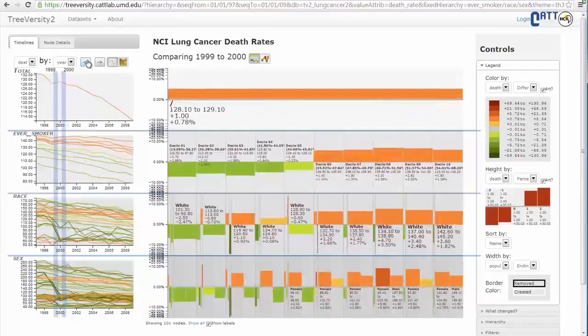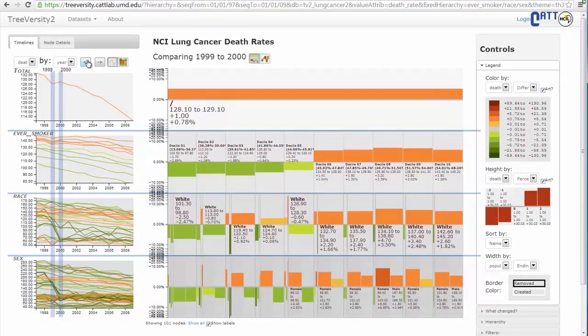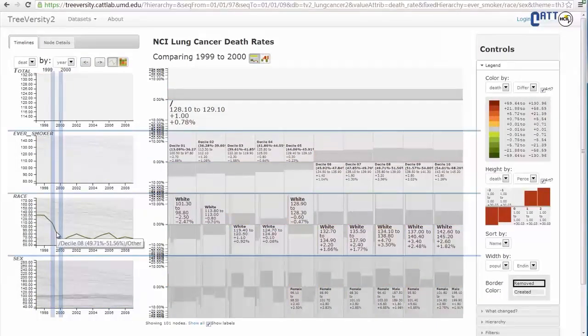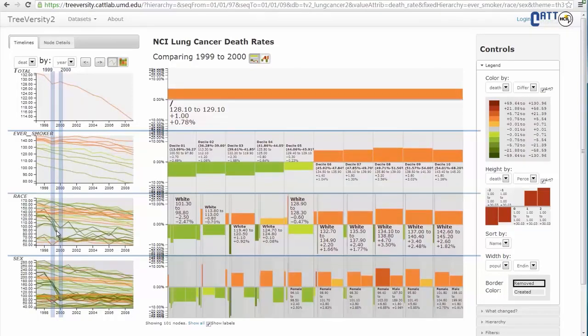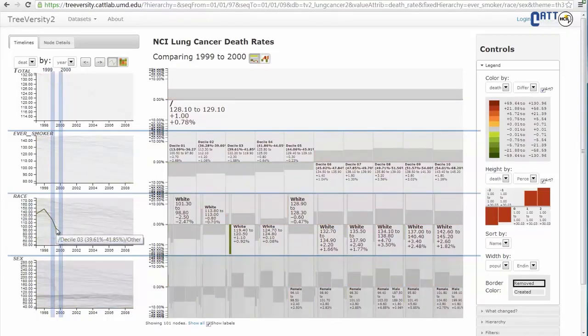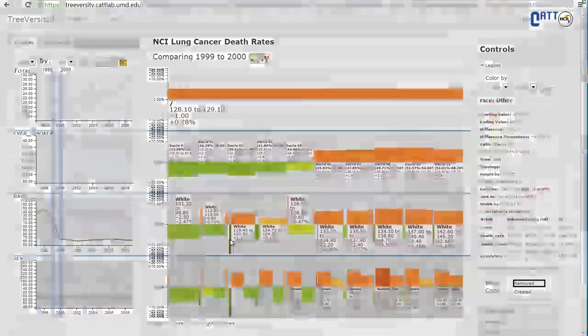So if we go back, for instance, to 1999 to 2000, we see that there are some big decreases in some of the timelines in here. And we can see actually those timelines being highlighted, for instance, in this case, if we go and see the details.